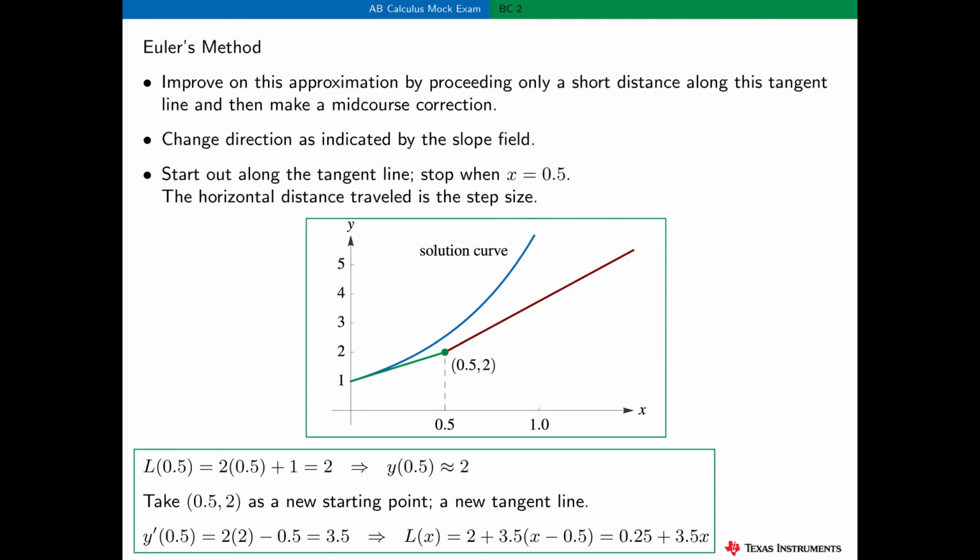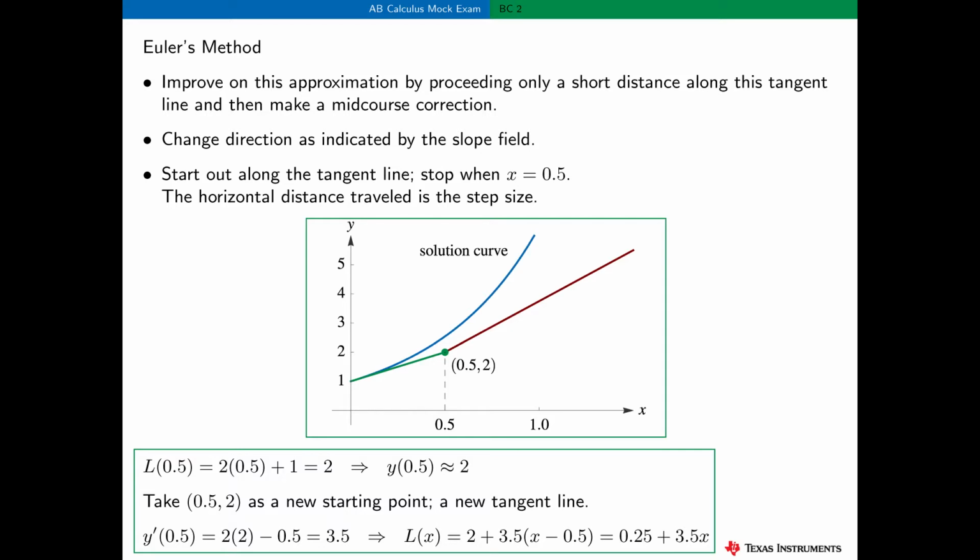Since L of 0.5 is equal to 2, an approximation to the value of y at 0.5 is 2. So let's take this point, (0.5, 2), as a new starting point for a new tangent line. If we use the differential equation, then y prime of 0.5 is 3.5, and the new tangent line is L of x is equal to 0.25 plus 3.5x. For x greater than 0.5, we can use this new tangent line as an approximation to the solution, and this is the maroon segment in the graph.